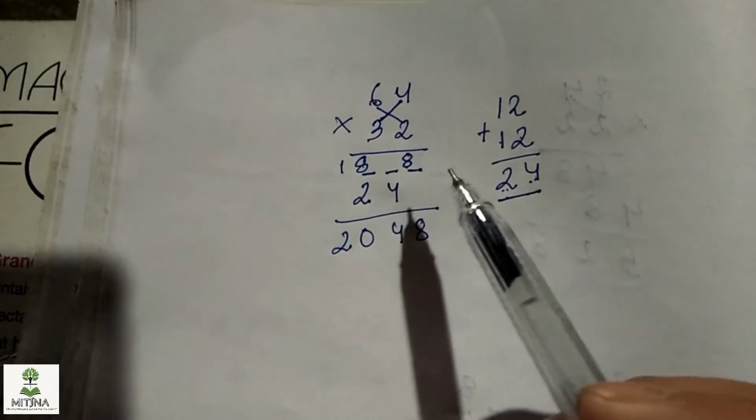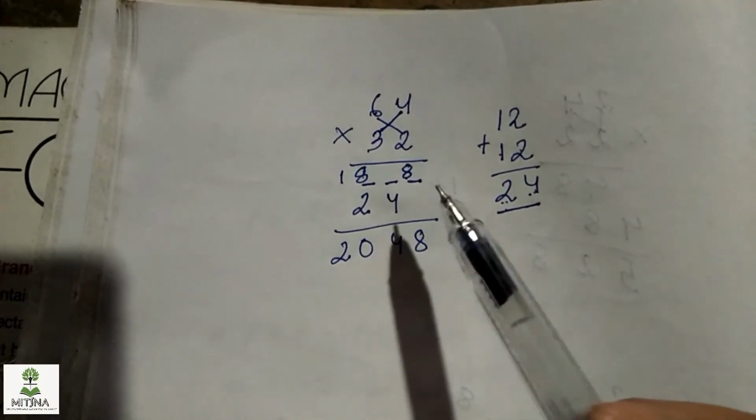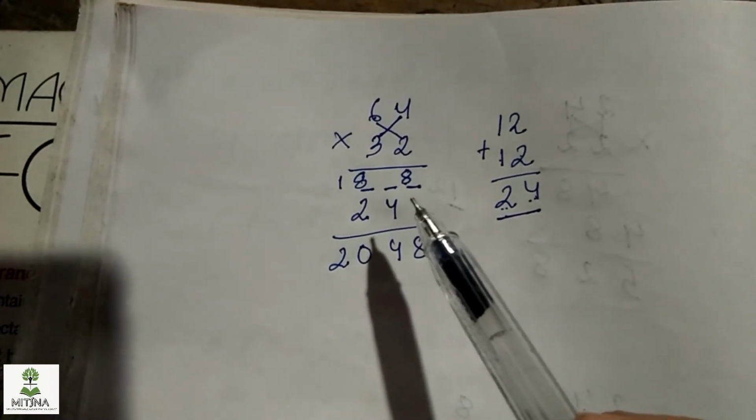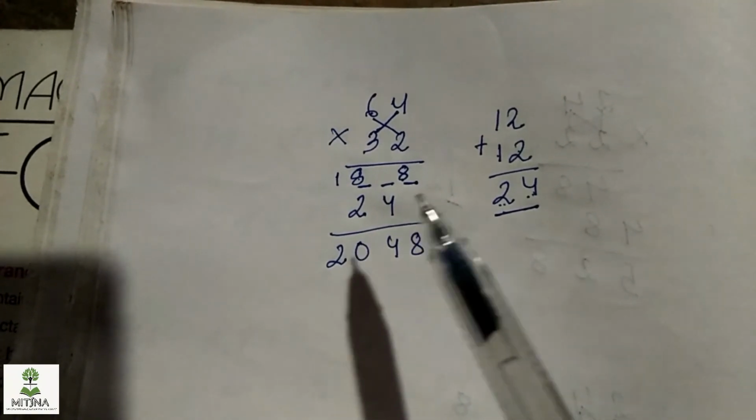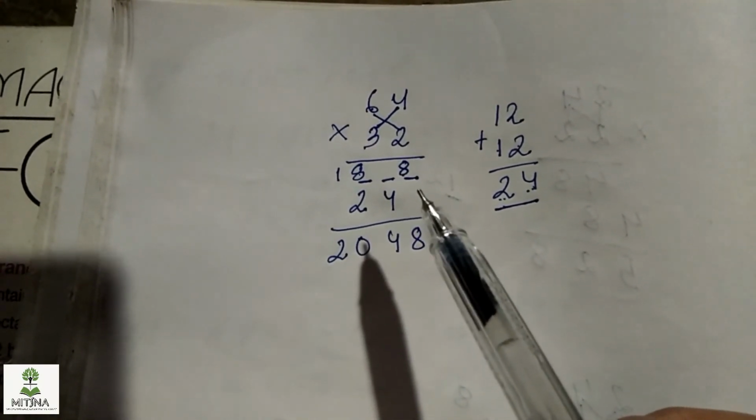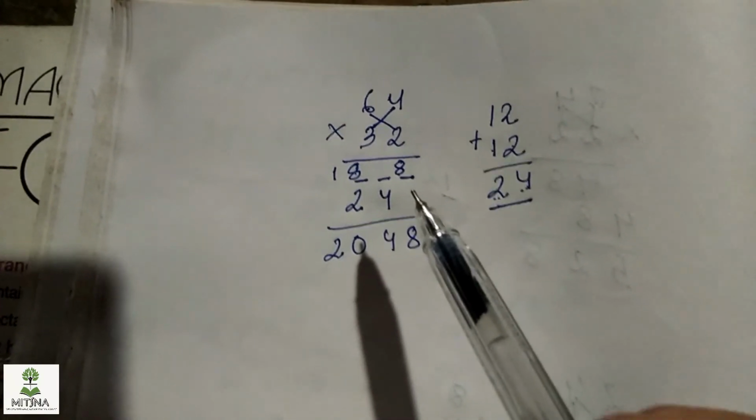So this is the method how we usually multiply two-digit numbers with a short trick. So I hope you guys understand. Thank you.